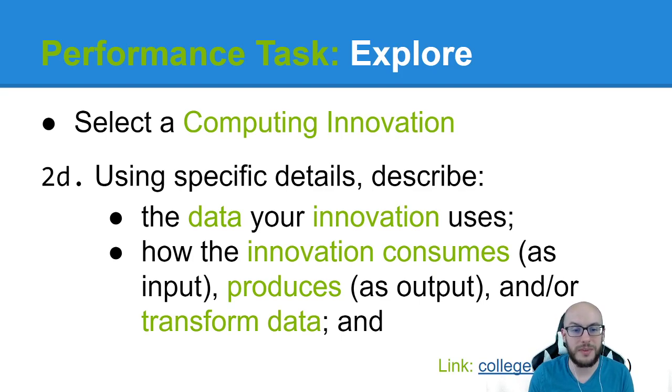2D is saying to use specific details to describe the data your innovation uses. In the case of a smart speaker, it's using audio. I'm talking to the smart speaker in order to feed it data. In the case of autonomous vehicles, right now a lot of them are using cameras and light sensors. That is the data it is taking in. You have to talk about how the innovation consumes that input. A smart speaker is using a microphone to take in that audio input, and it's using the actual speaker to produce output. It could also maybe transform the data.